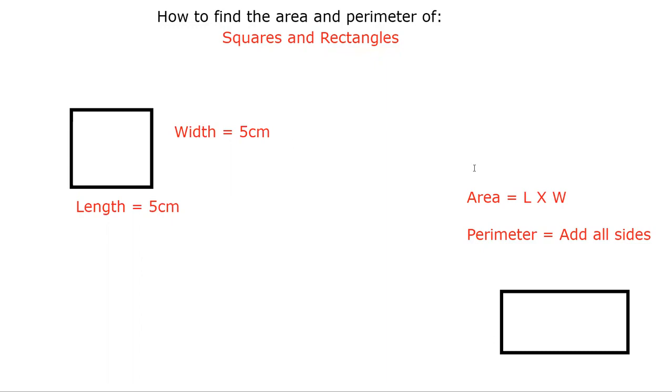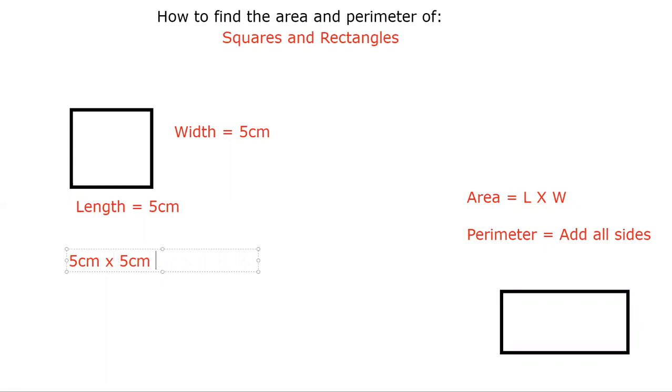In order to find the area, we need to do the length multiplied by width. That's what L multiplied by W means, length multiplied by width. And if we look at the length and width, we can see they are both 5 centimeters. So our question becomes 5 centimeters multiplied by 5 centimeters. So let me write that out underneath the shape. 5 centimeters multiplied by 5 centimeters.